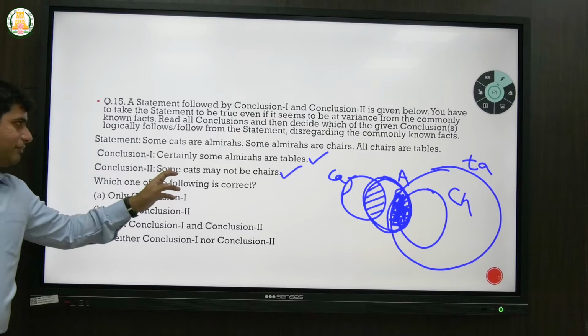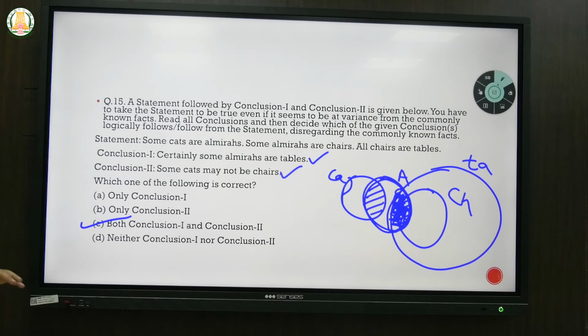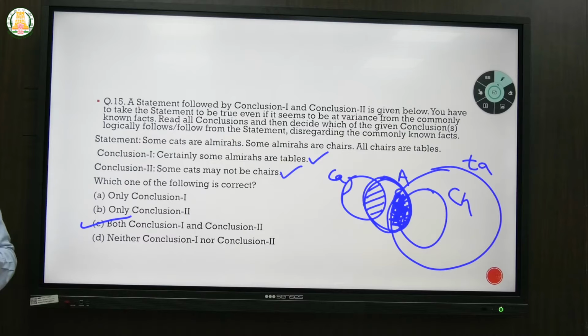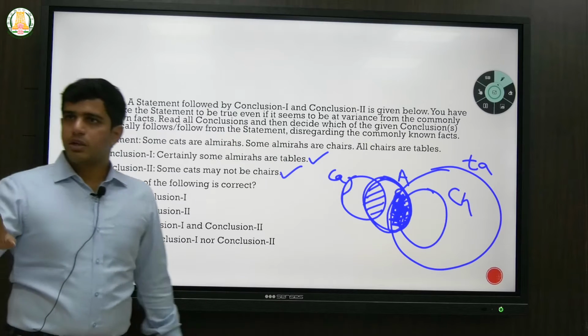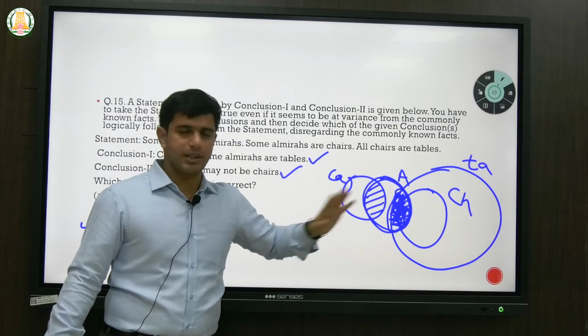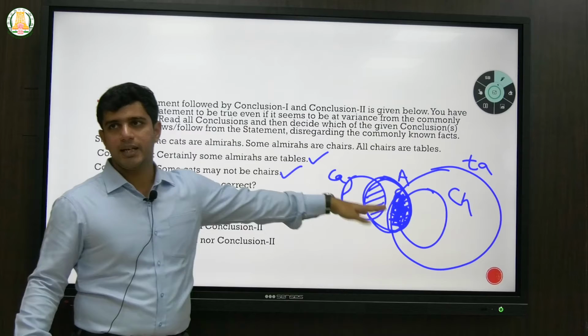So if the statement says all cats will not be chairs, that is one statement, and this says some cats may not be chairs. So there's a difference between these two. What your question is also correct. You can see that there is no cats and chairs connection. But I'll give you another example which gives the same thing.